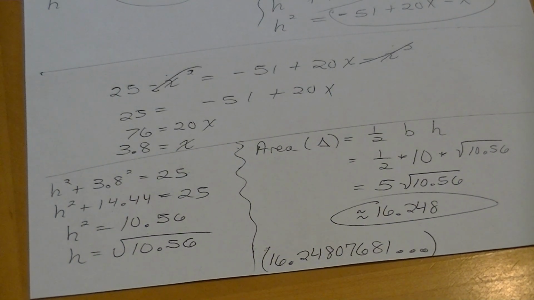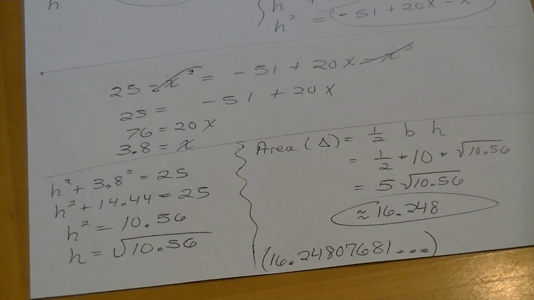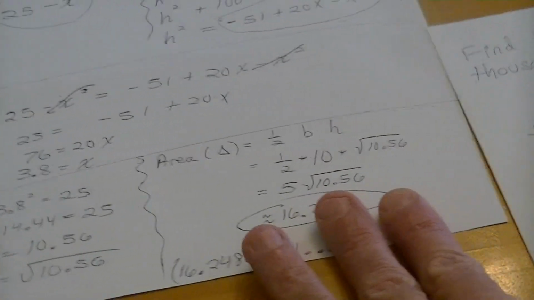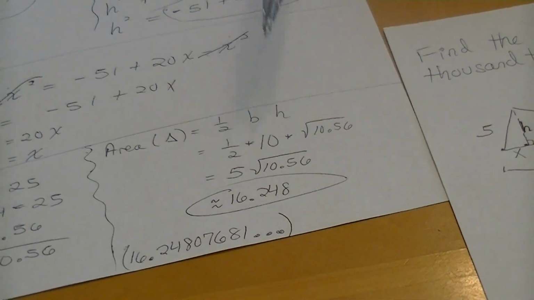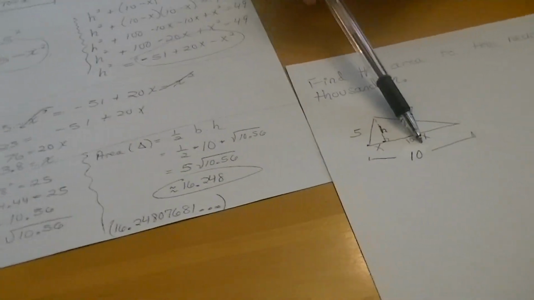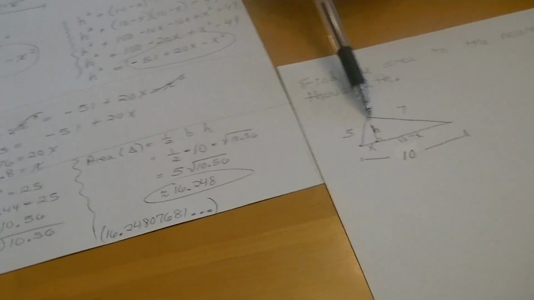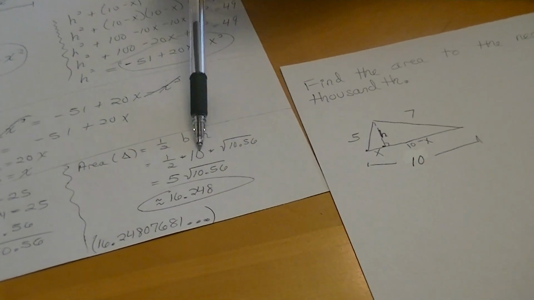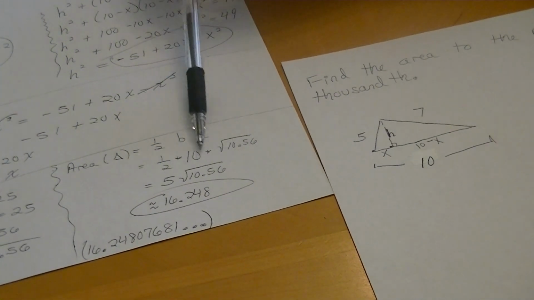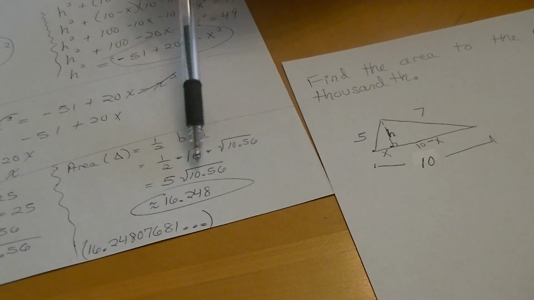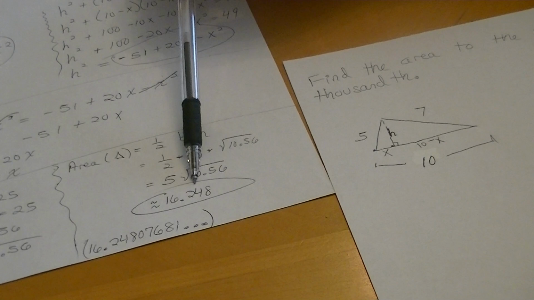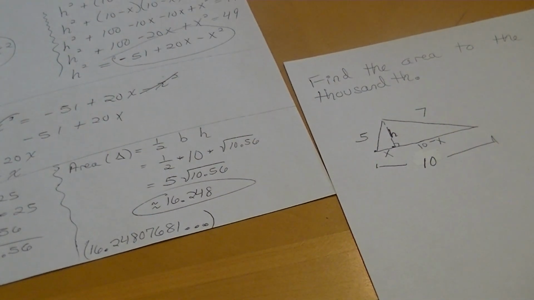And about 7 minutes ago we said this would be an easy problem if we just knew the height. Well, now it's an easy problem. Half base height. There's the picture again. Remember, the base was 10, and we just figured out the height is the square root of 10.56. So I fill in my base, I fill in my height. Half times 10 is 5. So there's my answer. It says nearest thousandth, so 3 decimals, 16.248.